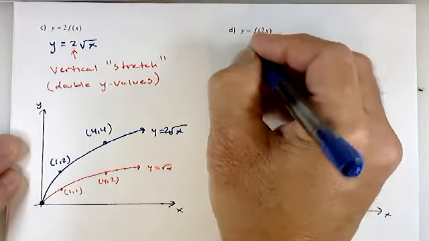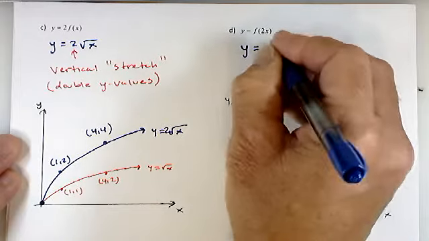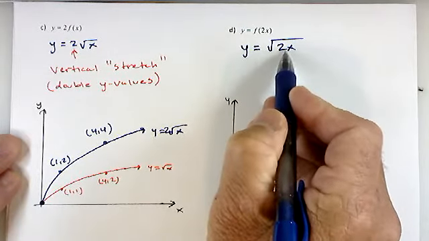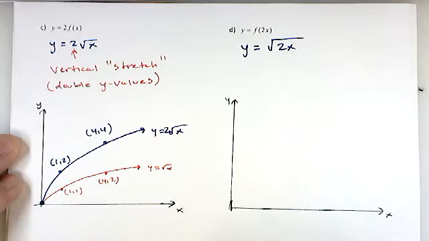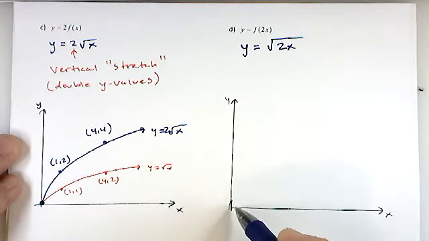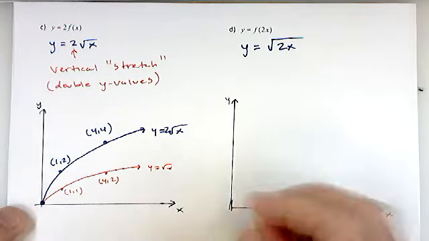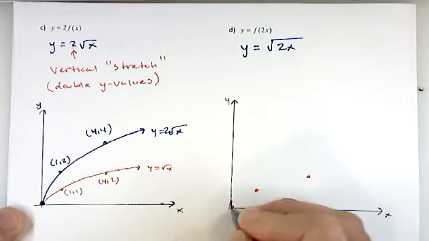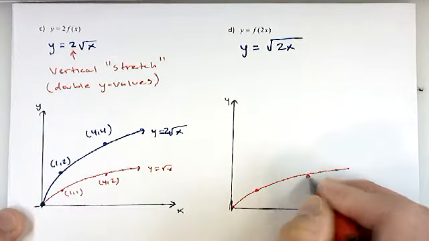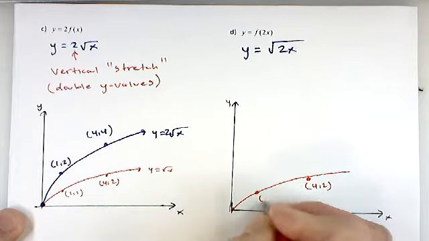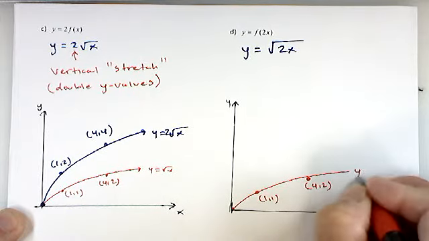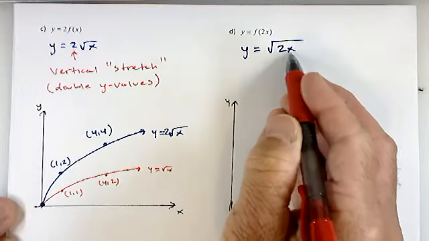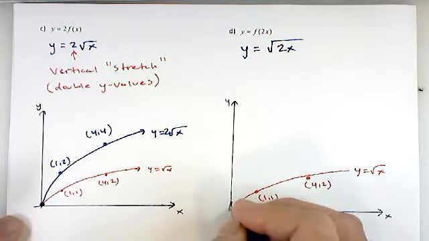What if I put the 2 inside? What if it's y equals the square root of 2x? What is that going to do? All right, well, let's see. Once again, need my base graph. Well, let's see. If I plug in 0, still get 0 because the square root of 0 is 0.